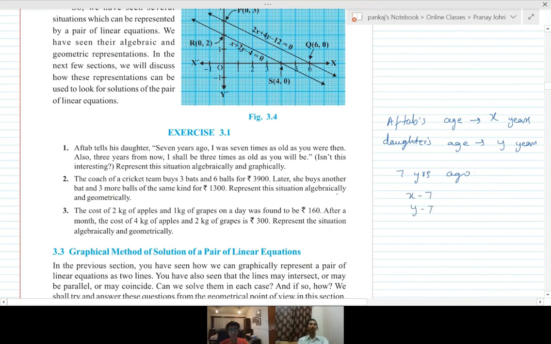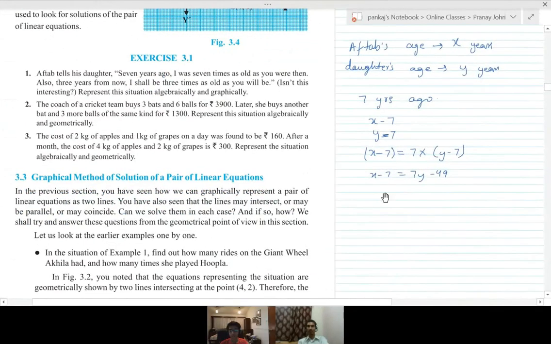It also says 7 years ago he was 7 times as old as his daughter. So X minus 7 is equal to 7 times Y minus 7. So X minus 7 is equal to 7Y minus 49. So X minus 7Y is equal to minus 42.